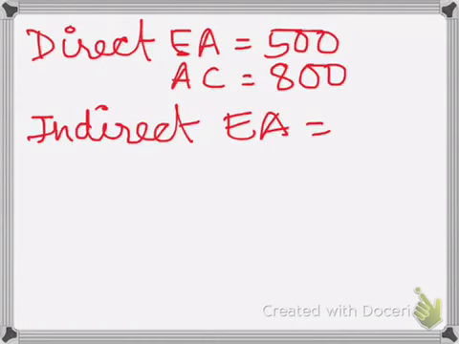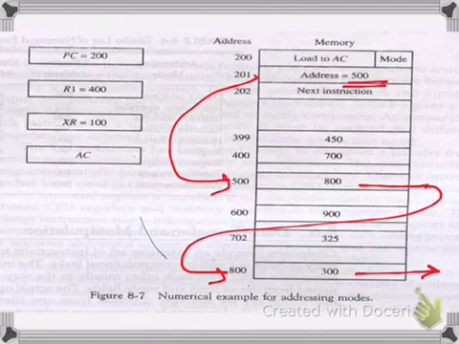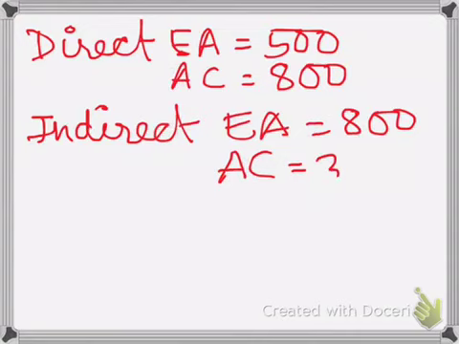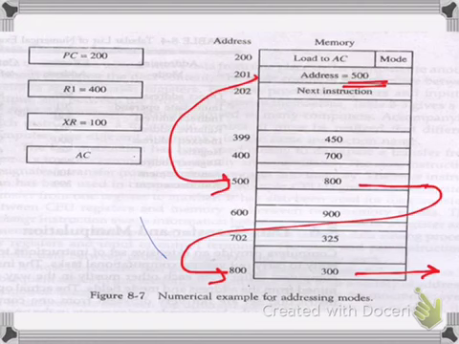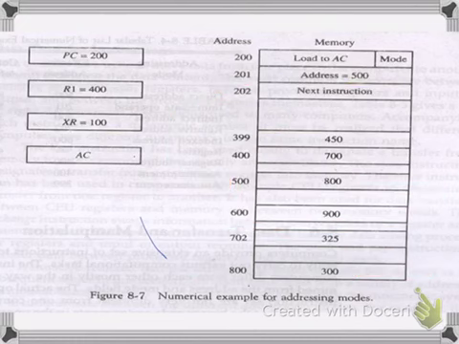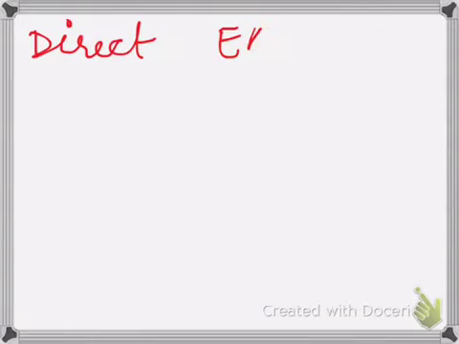Here the effective address was 800 and the accumulator will contain 300. So this is in case of direct, and this is in case of indirect.